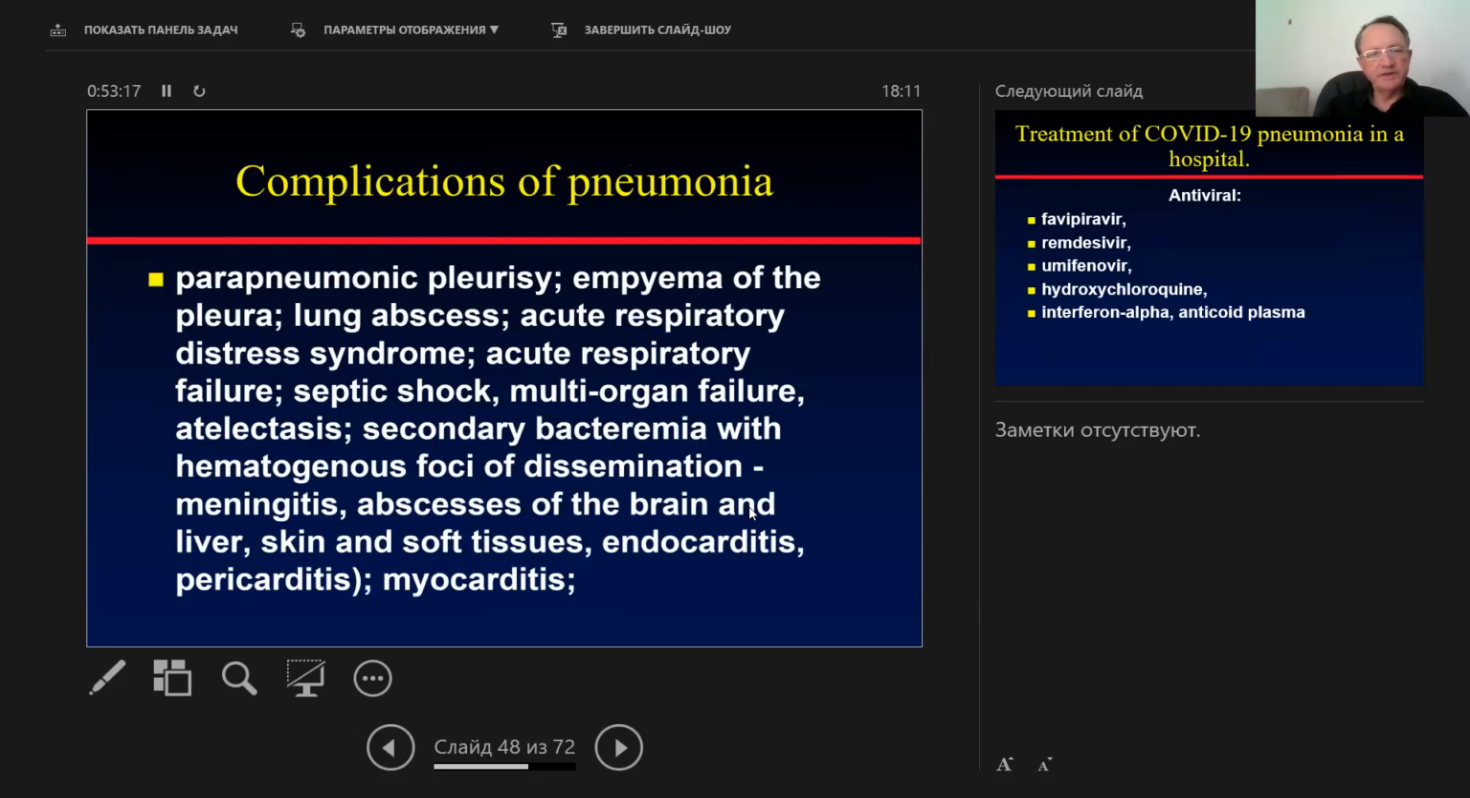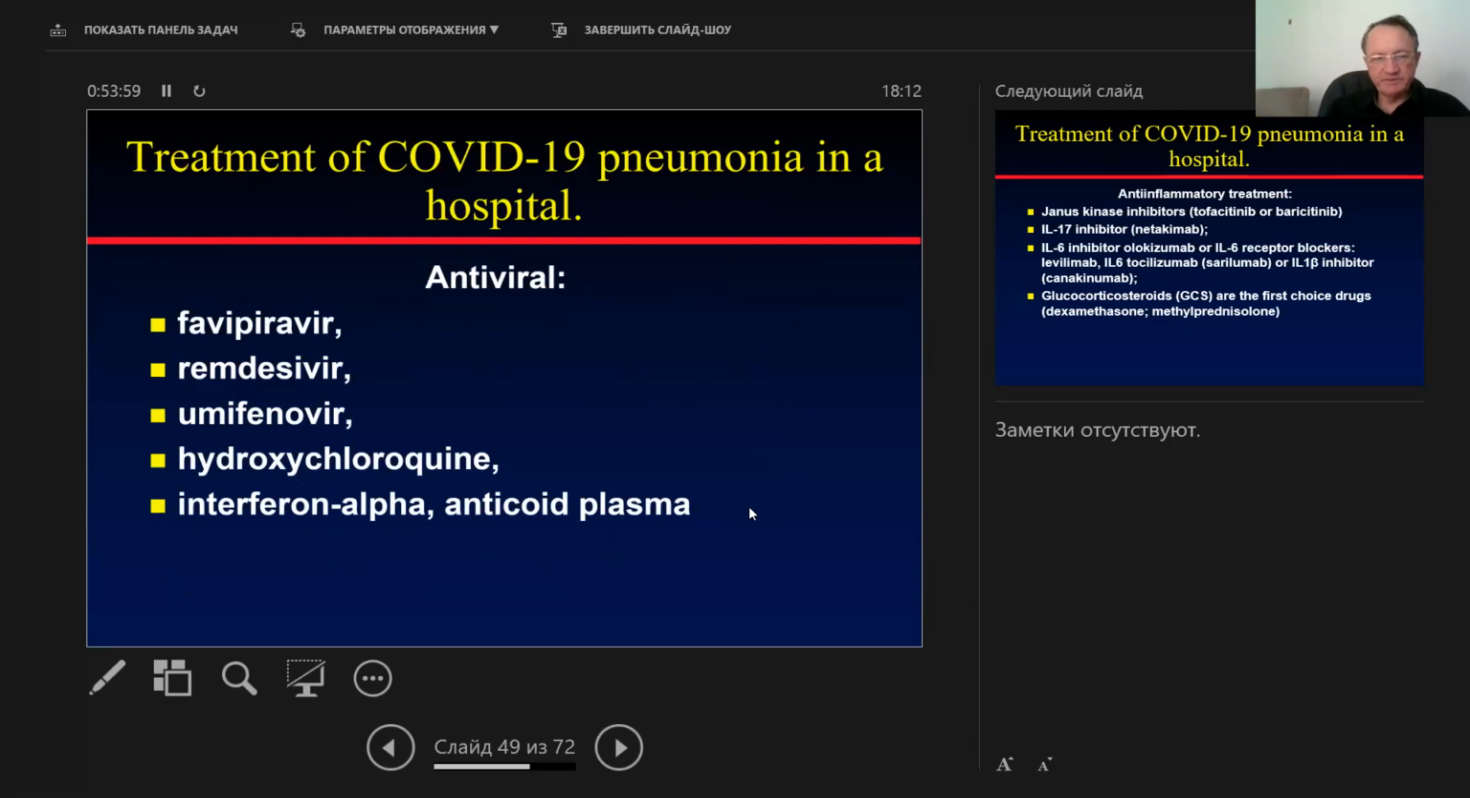Complications of pneumonia include parapneumonic pleurisy, empyema of the pleura, which is purulent inflammation of the pleura, sepsis, acute respiratory distress syndrome, acute respiratory failure, septic shock, multi-organ failure, atelectasis, secondary bacteremia with hematogenous foci of dissemination leading to formation of abscesses in the brain, liver, skin, soft tissue, endocarditis, pericarditis, myocarditis. And what about treatment?